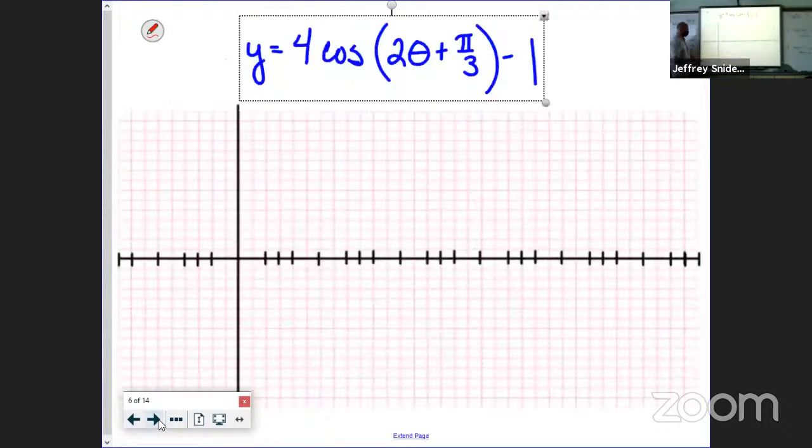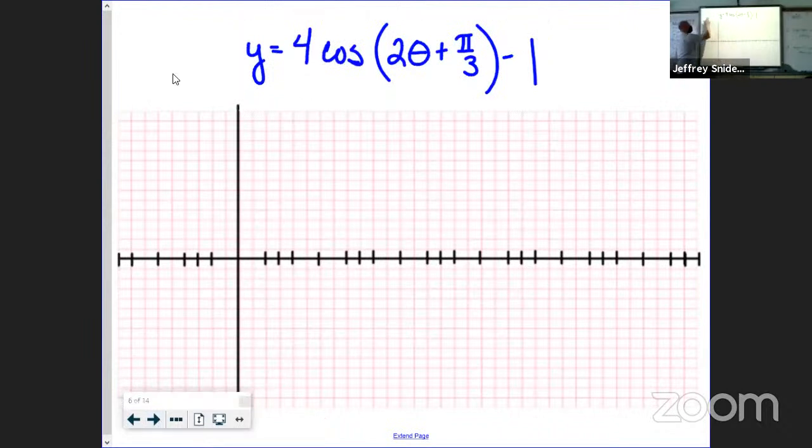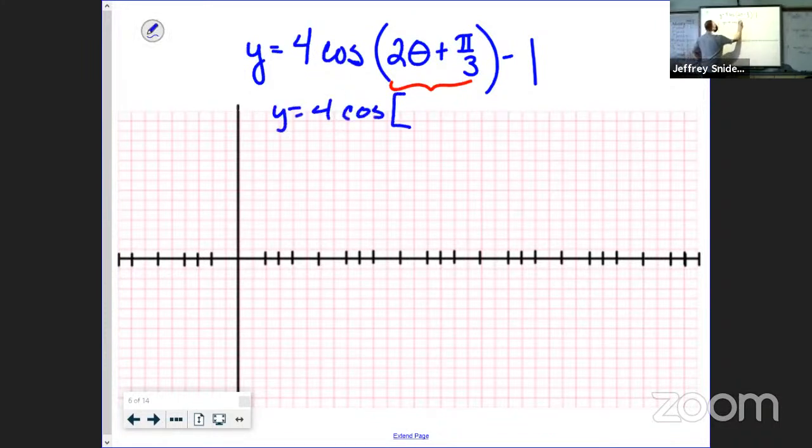Here we go. This one. Before I do anything with it, I want to change its form. I do not like the way that is written in there. We want this 2 to be on the outside of the parentheses here, so we have to factor this from the inside. So I'm going to rewrite this. It's going to be y equals 4 cosine of 2 times theta plus something.